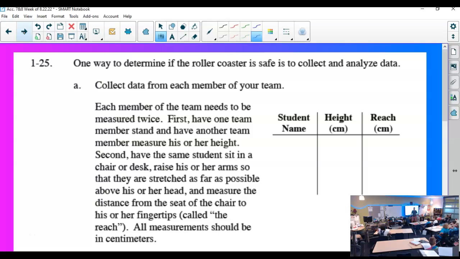Then you'd have to find a conversion factor for your reach, using our standard roller coaster chairs, right? What is your reach, which is impossible to measure by yourself? You will sit down, and from the floor up to the tip of your fingers, that is what you're measuring for reach. Now, what are the labels of your columns?